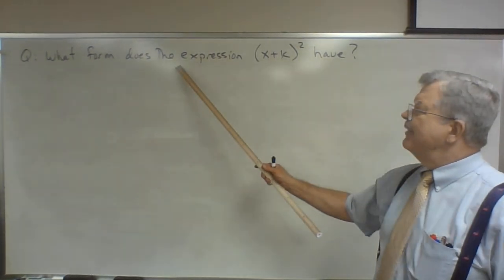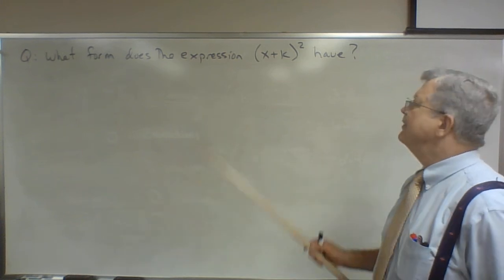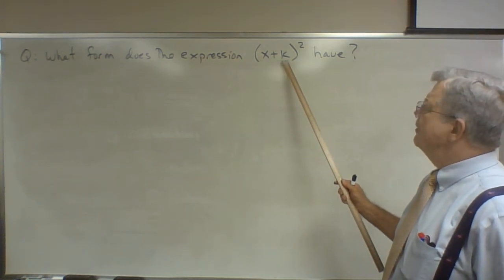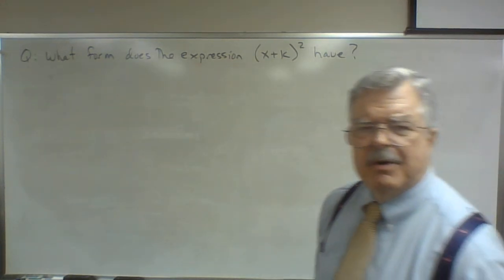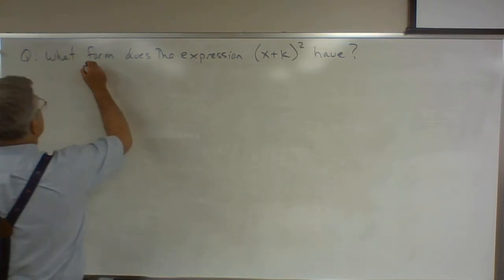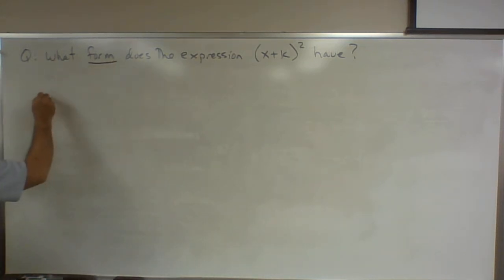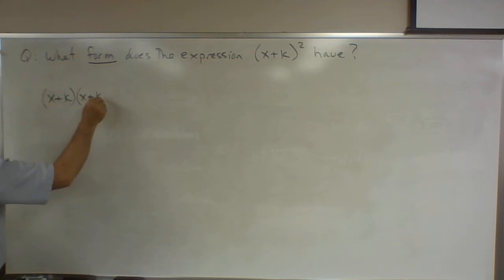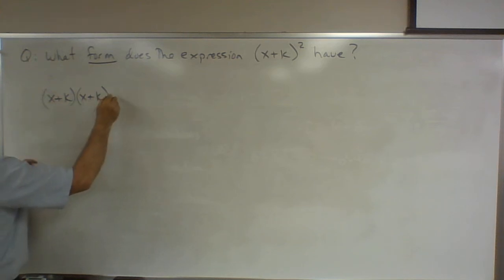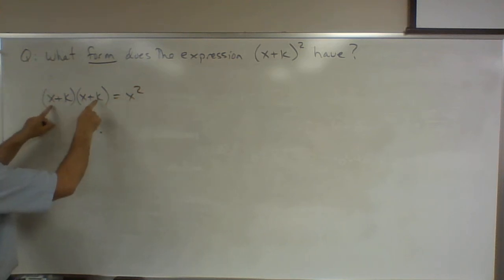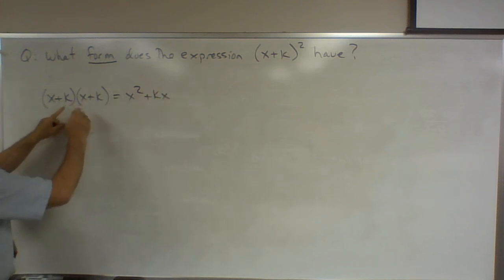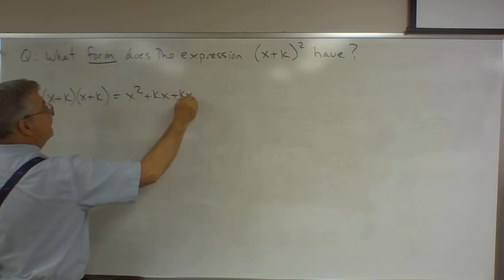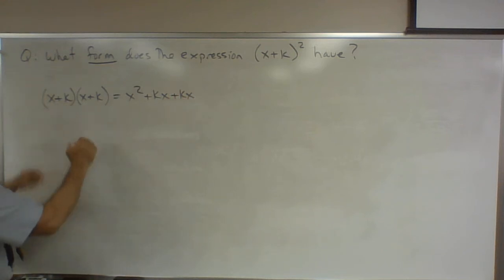This may seem like a rather crazy thing to ask, but if we take x plus a number and square it, what does it look like? What form does it have? Well, let's multiply it out and see, okay? And we do first, we do the outer, then we do the inner, and then we do the last.